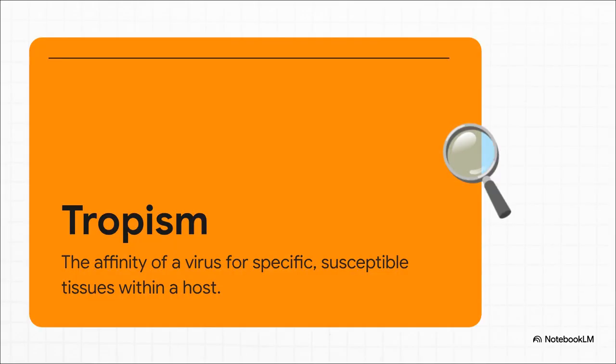That second condition brings us to a really important concept, tropism. This is just the fancy word for a virus's preference for specific cells. The best way to think about it is like a key and a lock. A protein on the virus's surface is the key, and it will only attach to a cell that has the matching receptor or lock. It's why the flu virus goes for your respiratory system and not, say, your liver.